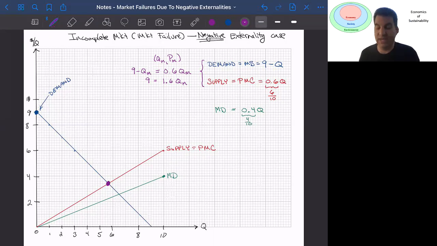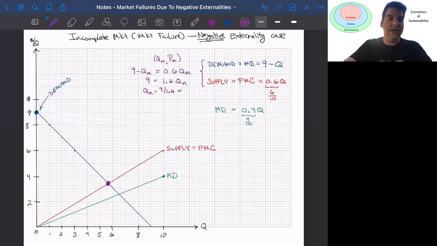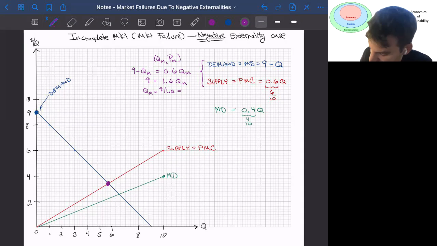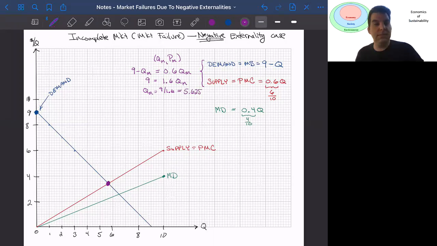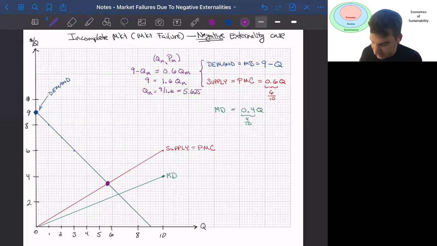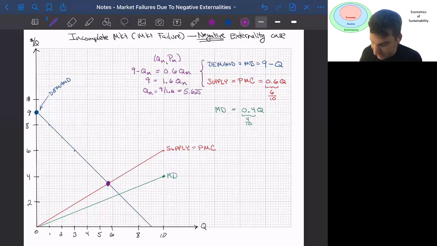And then I can solve for that QM just by dividing 9 by 1.6. So I can say the QM is equal to 9 divided by 1.6, which if I get out a calculator, as I'll do here behind the scenes, is 5.625. So that looks about right. If I were to drop this down, there it is right there.